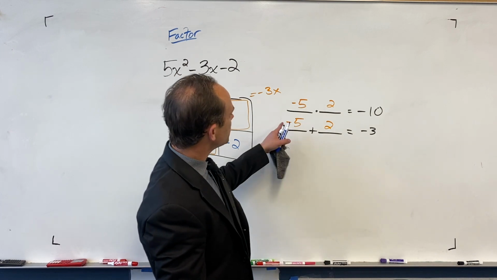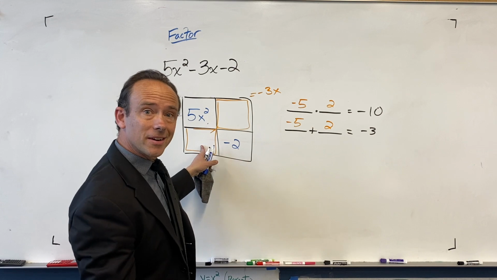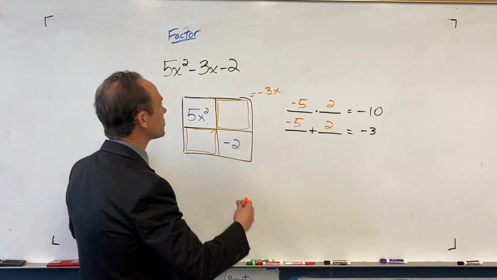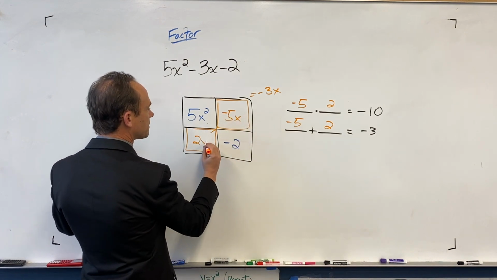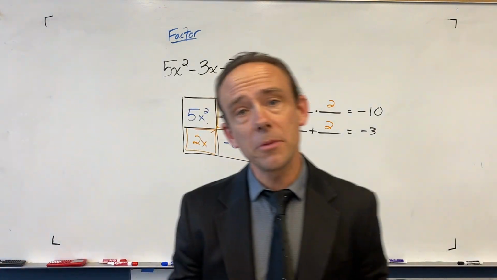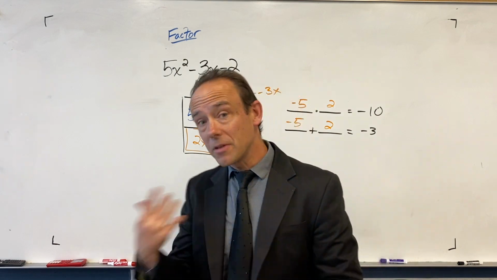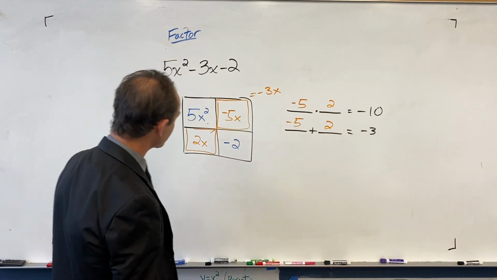All right? So these are the two coefficients that are going to go in here. And it doesn't matter where you put them. I don't care where you put them. Just put them somewhere. I'm going to put this one here. -5x, 2x. And now you've got to find the greatest common factor of either the row or the column. For me, I just always do the row. So I'm going to do the row again.